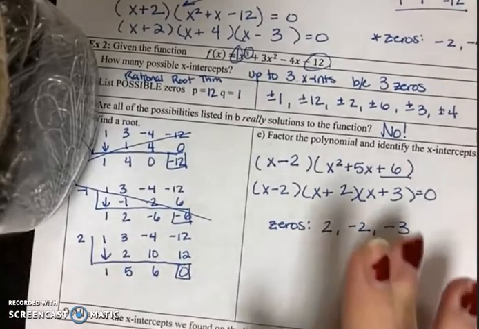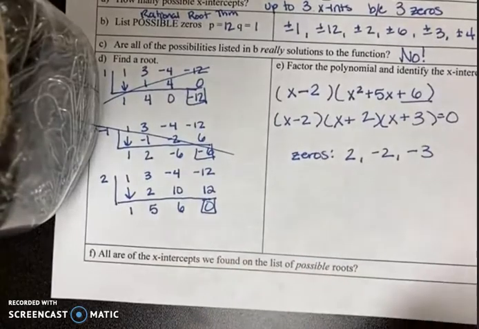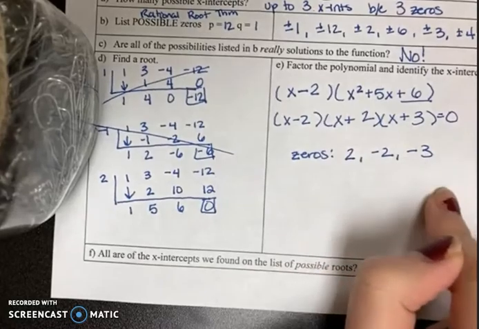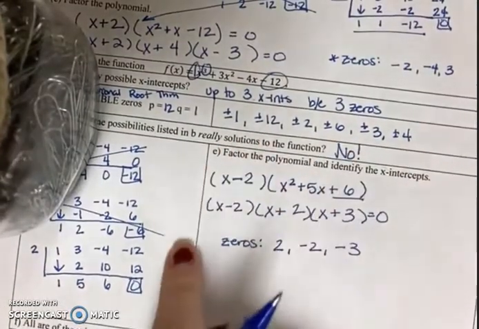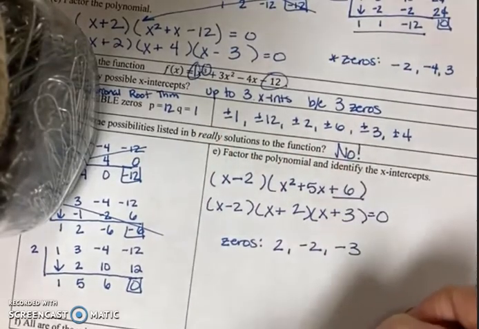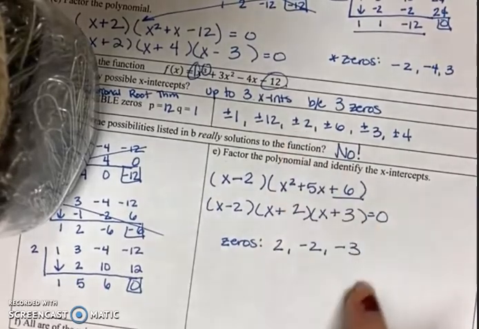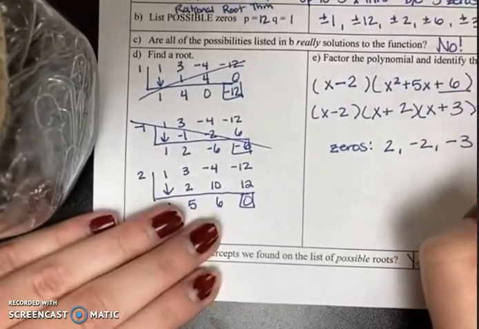Part F asks, are all of these x-intercepts we found on the list of our possible roots? So we ended up with a +2, a -2, and a -3. So let's look at our positive roots. Are these 3 numbers on that list? Yes. Plus or minus 2 is here, and then a -3 is right here. So I'm going to put yes. They were.